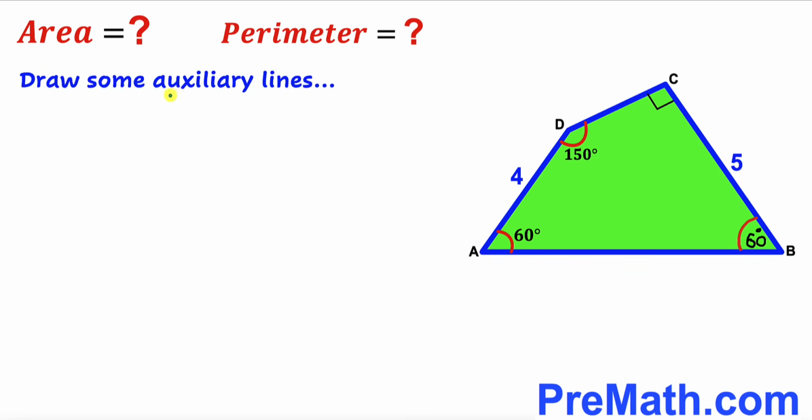Now we are going to think outside the box and draw some auxiliary lines to make our job simple, as you can see in this next step. I have extended this side AD all the way to this point E, and likewise I have extended this side BC all the way to this point E as well. As a result we end up with this big triangle EAB.